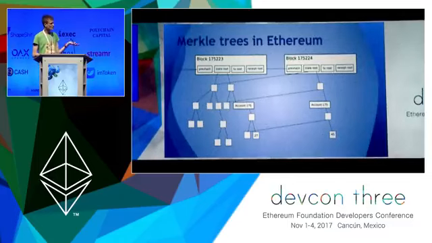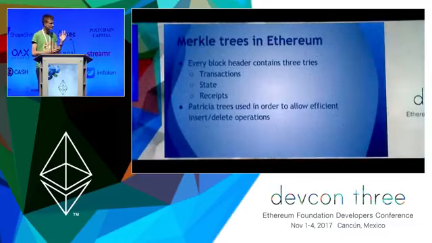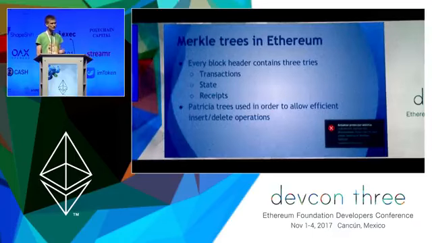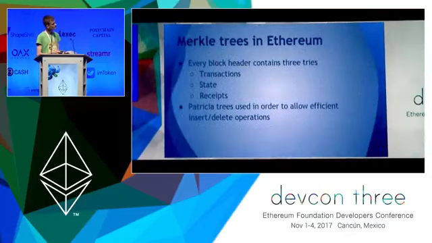So Merkle trees in Ethereum are used for transactions, state, receipts. Patricia trees allow for efficient insert and delete operations. Block headers contain these 3 trees.